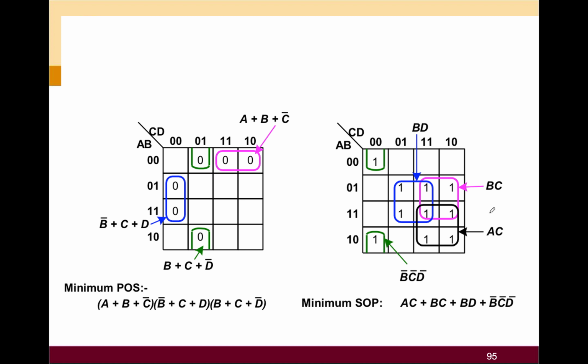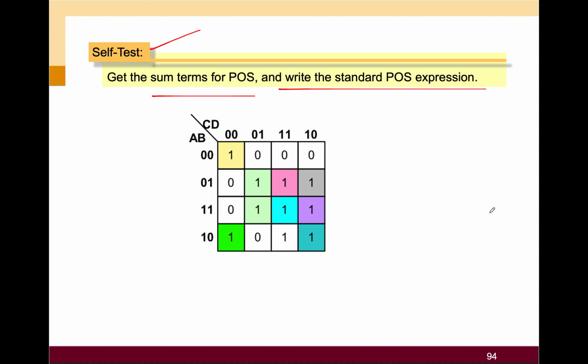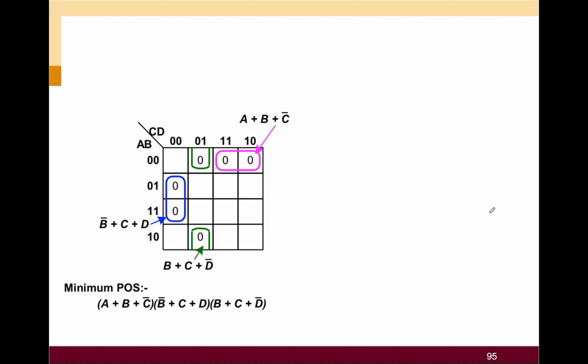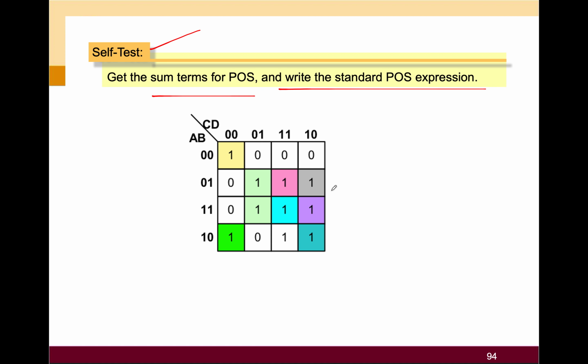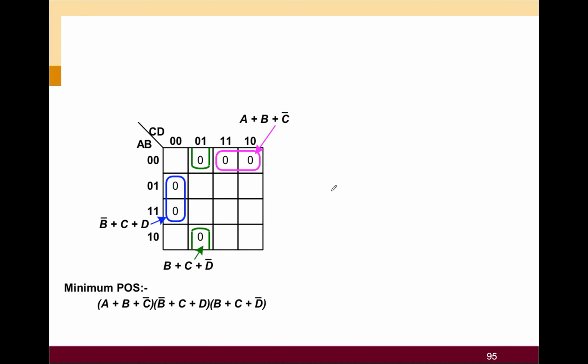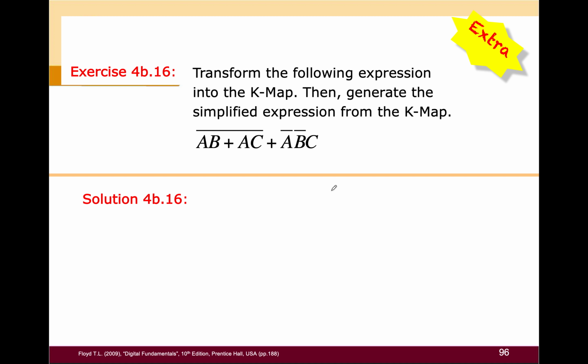So this is the example. After you get your POS, you can also draw the KMAP to minimize it. So you will use the adjacent step, and because it gives you the answer, there is no don't care purpose.